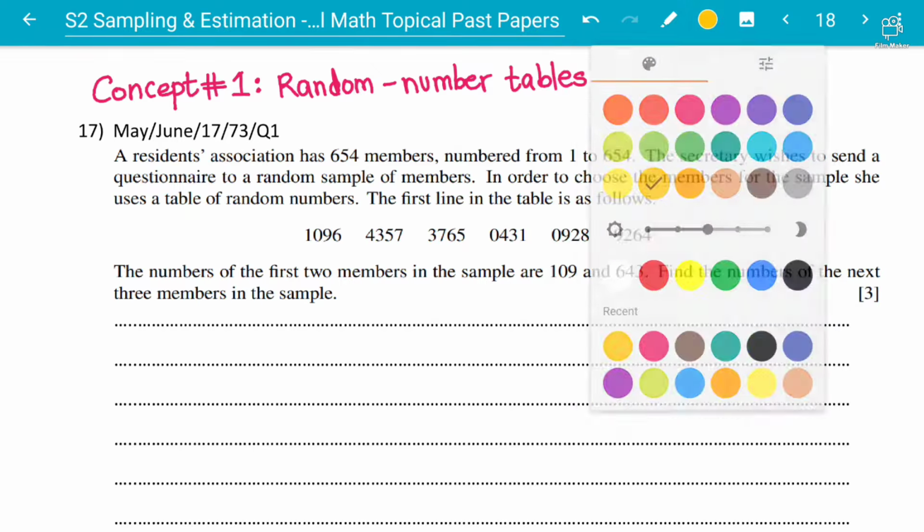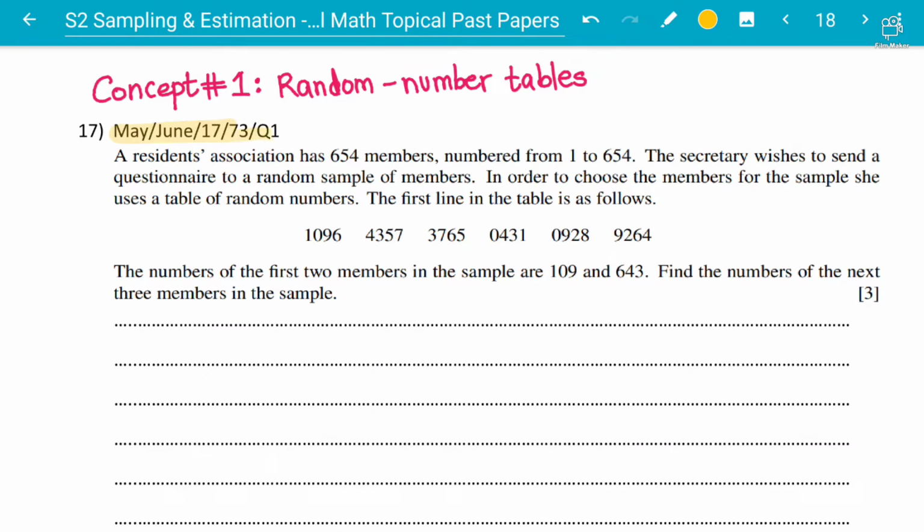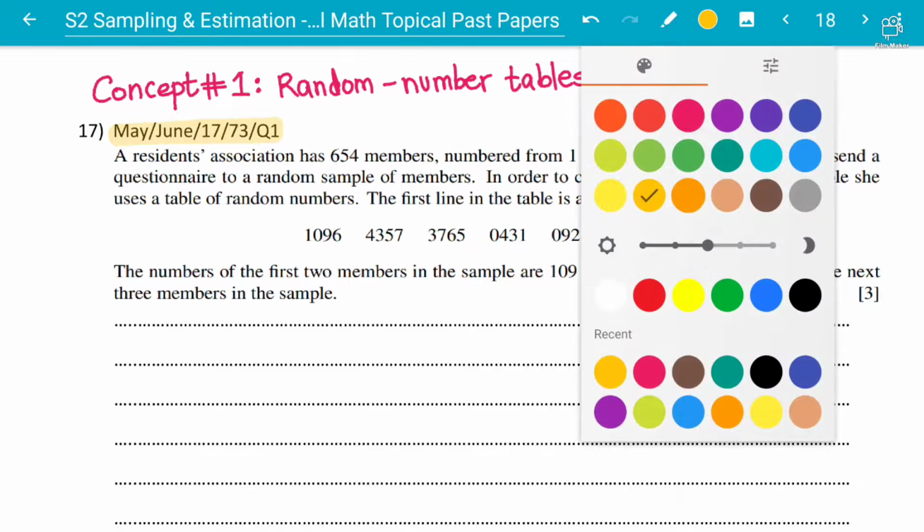So let's have a look at this question while reading. This question is a topical past paper from May June 2017. It's not that old and not that recent either. It's May June 2017, paper 7 variant 3, and now the paper has changed, it's paper 6. Statistics S2 is paper 6 now. So let's move forward and quickly do it.